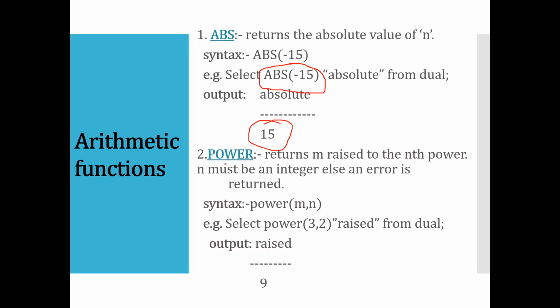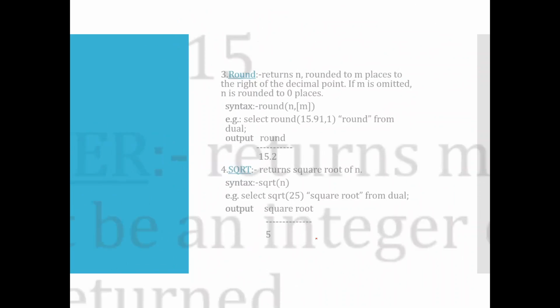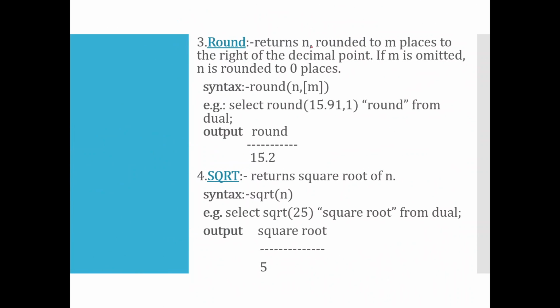Then the power function means x raised to y. So for raised-to functions, we are going to use power, where m is x and n is y. So m raised to n. So 3 raised to 2 means 9. That is the power function. Then we have a round function.